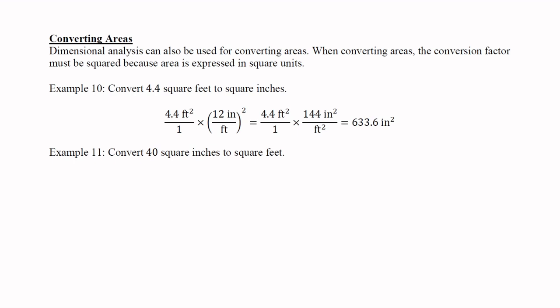In example 11, we're going to convert 40 square inches to square feet. So we're going to go the other way here. 40 square inches, we need our conversion factor from inches to feet, 12 inches in a foot. We square everything in the conversion factor, just like we did before, and we cancel out our square inches, and we end up doing 40 divided by 144, and that gives us approximately 0.3 square feet.